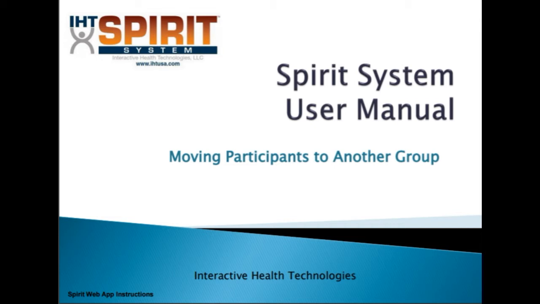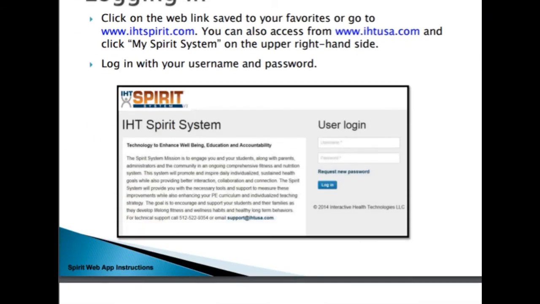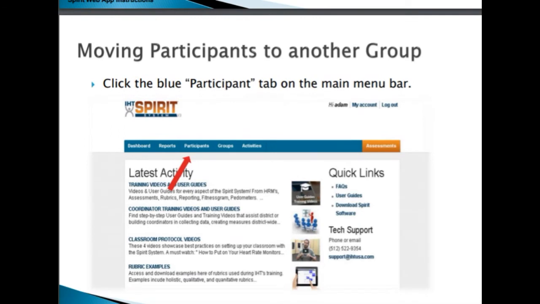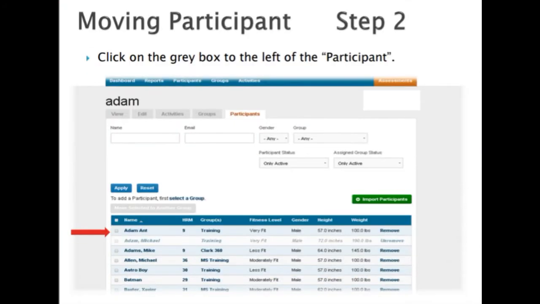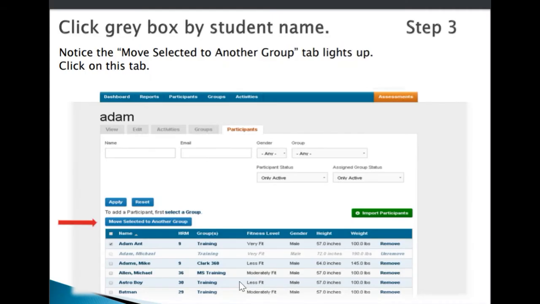I'm going to walk through it step by step just to give you an overview of what those PDFs would look like. This particular one is moving participants from one group to another. After you log into your IHT system, you're going to click on Participants. You'll find that there's a gray box right by the students' names. And you click on the students that you would like to move. Something I want everybody to notice is when you make that check mark right by the student's name, you'll notice that the Move selected to another group hyperlink will now become active.